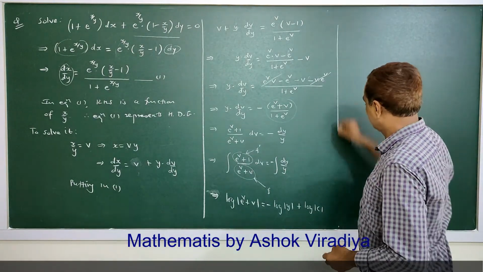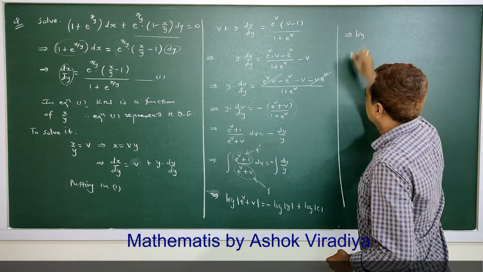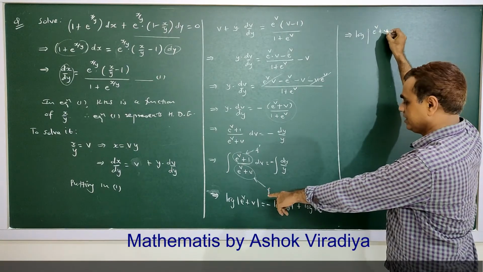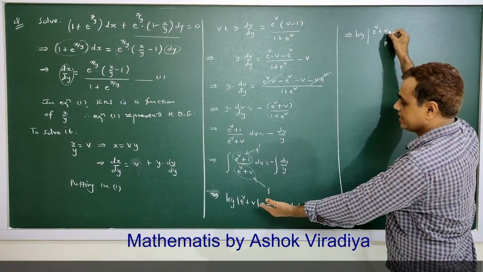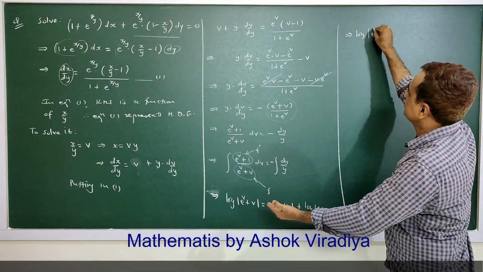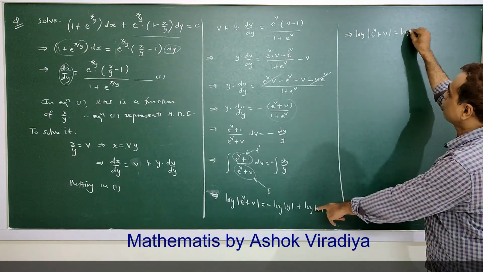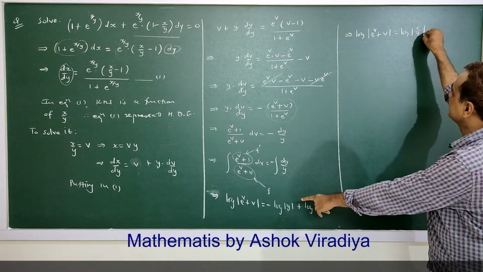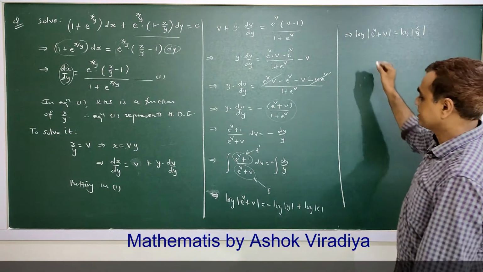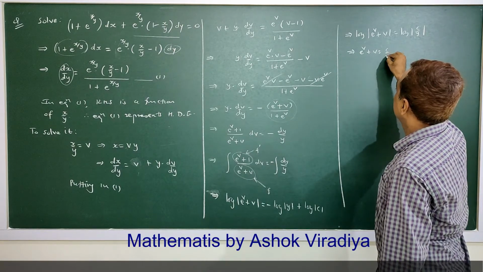So this implies log of, now see, this is e raised to v plus v. Now this number I am taking on this side, so keep as it is, e raised to v plus v equal to log of modulus c by y minus log y, so keep y in denominator. So that is e raised to v plus v is c by y.